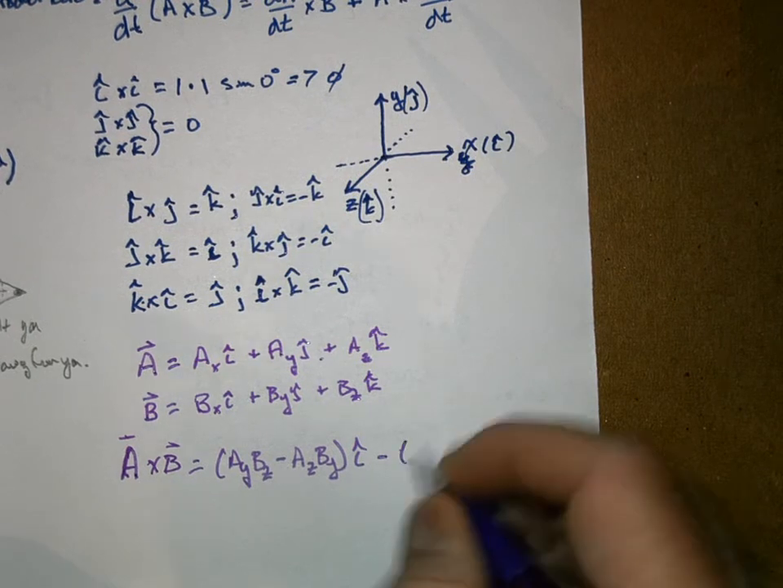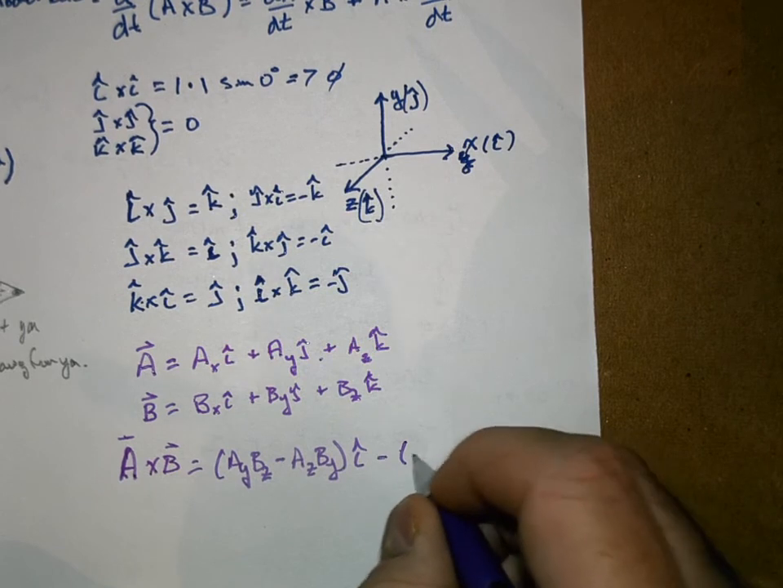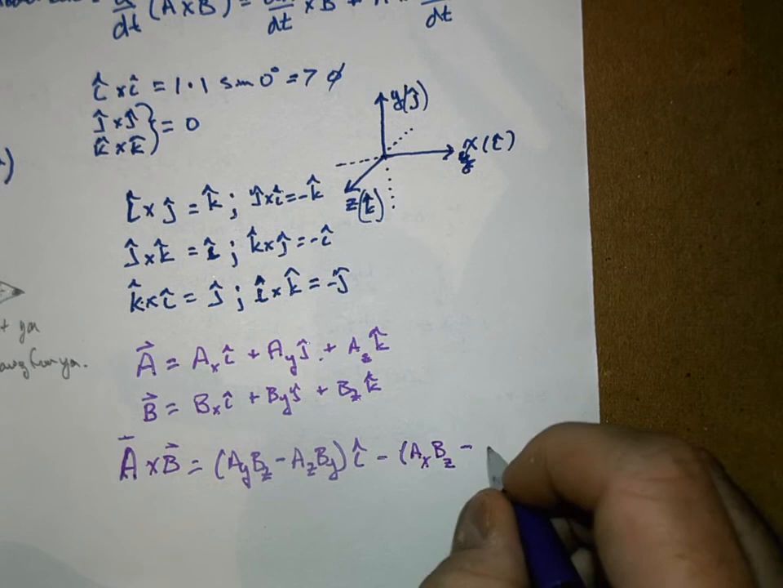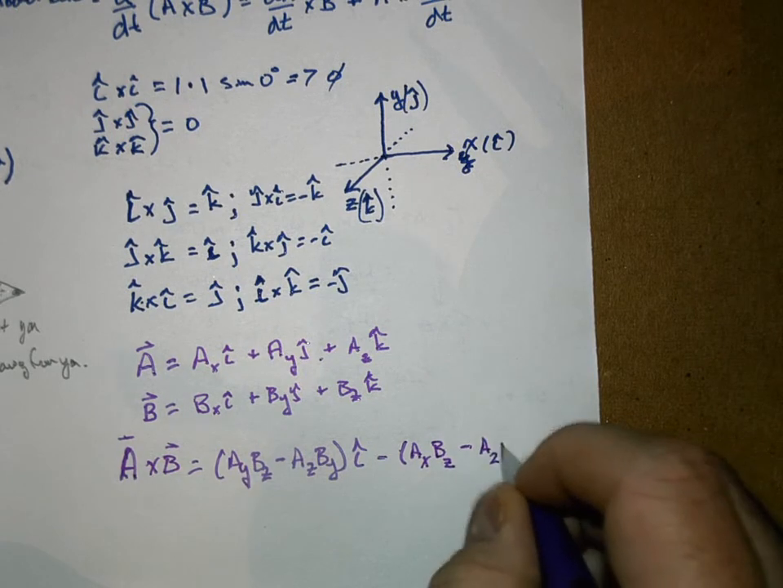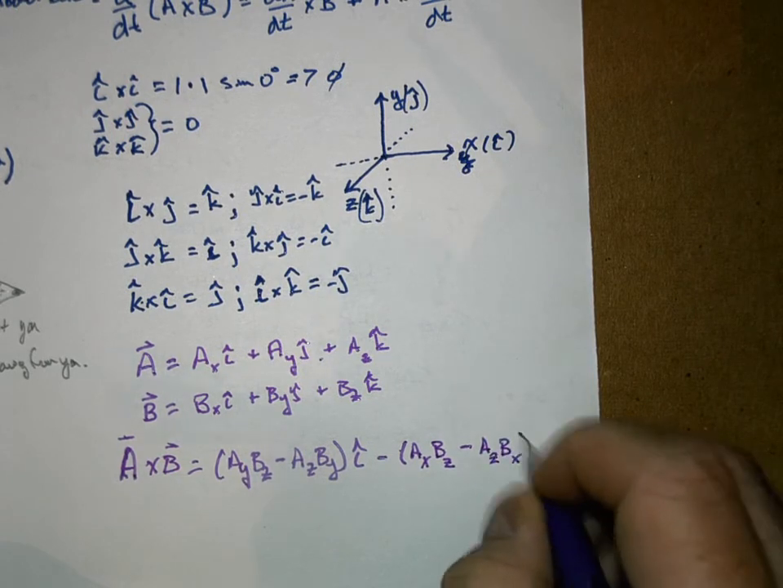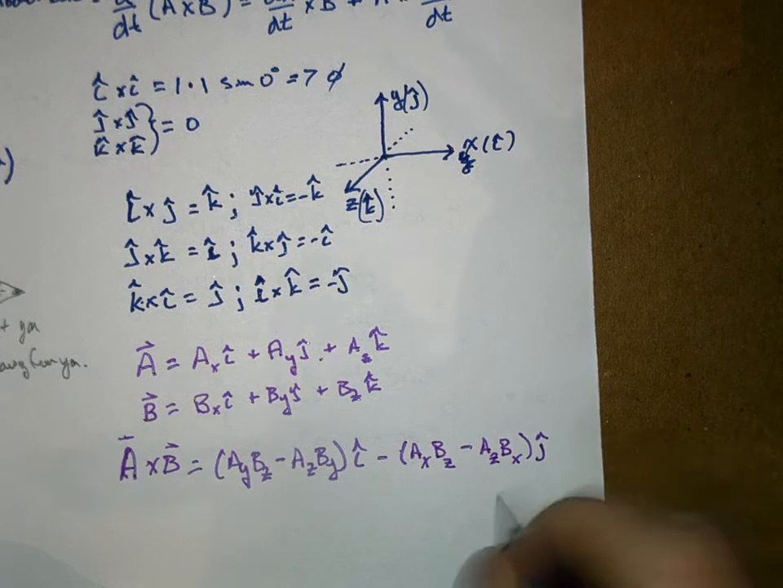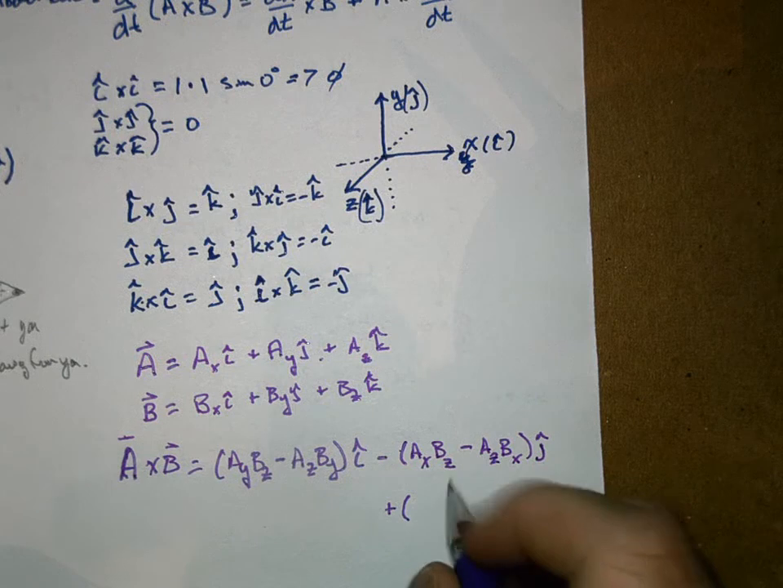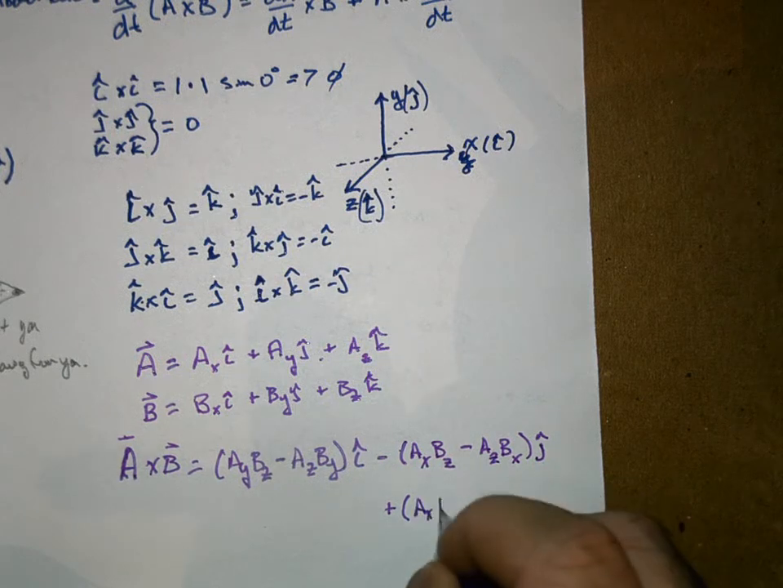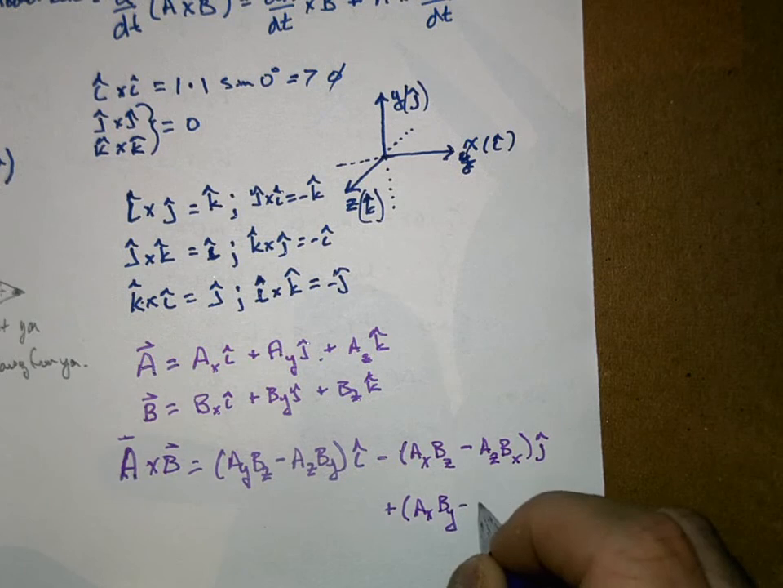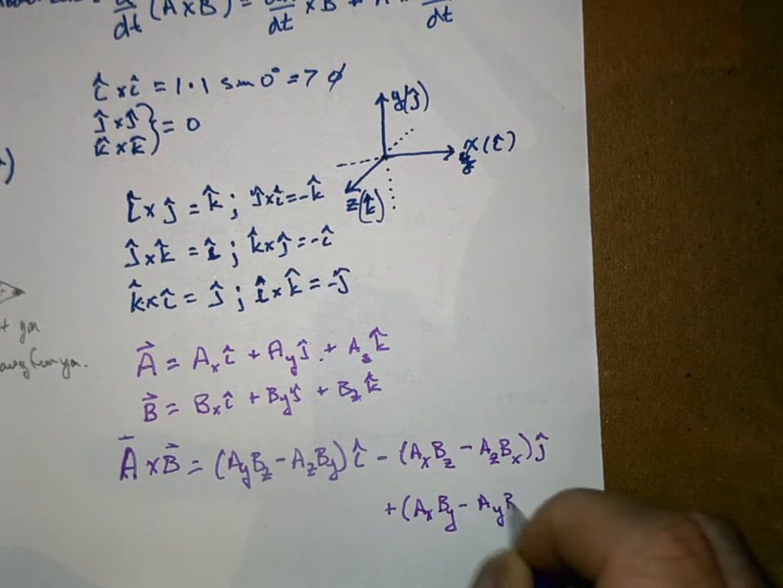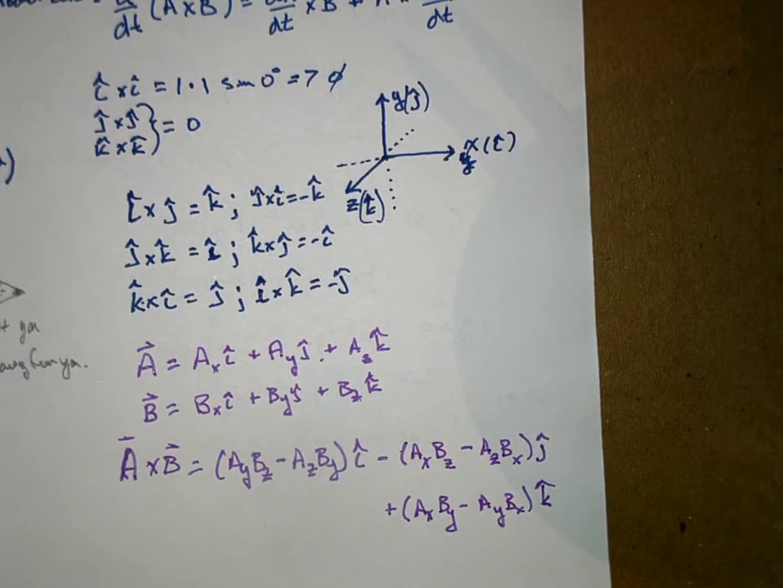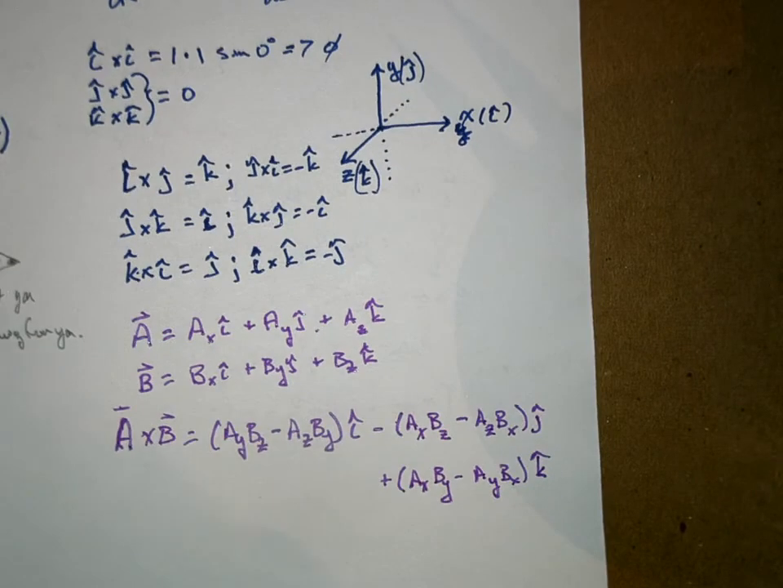This would be AxBz minus AzBx times j hat plus, and I don't have room for it. Okay, another reason why it's a pain in the rear. AxBy minus AyBx k hat, and that is your whole vector right there.